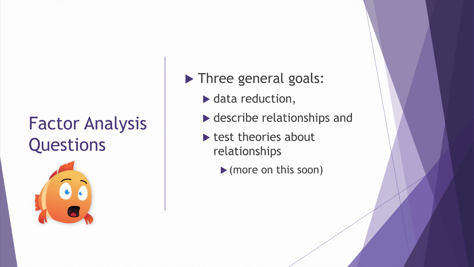All right, so factor analysis questions. It has 3 general goals within the context of psychometrics and psychological testing. 1, data reduction. 2, describing relationships amongst the items as well as the higher order latent constructs. And third, it tests theories about those relationships. We'll talk a little more about this, but unfortunately I can't go too into depth, just because this is an undergrad course.